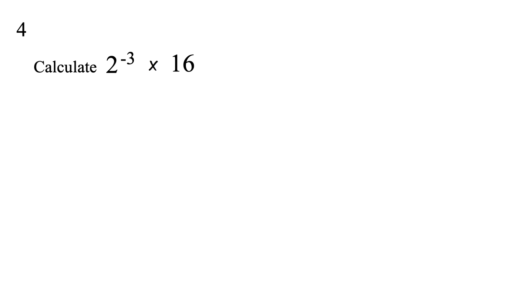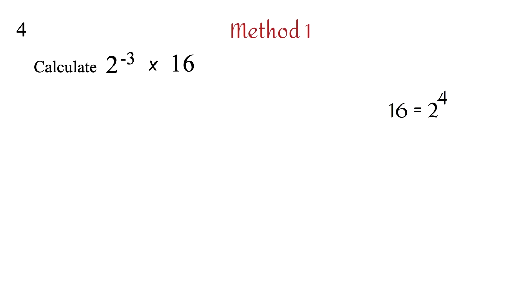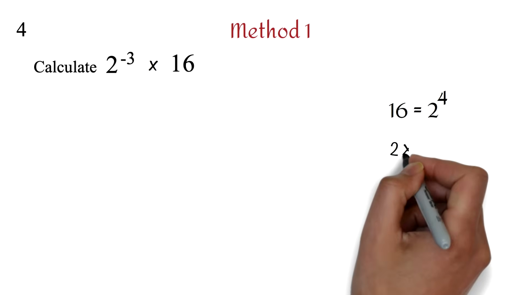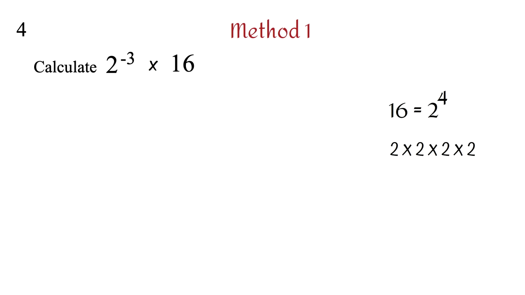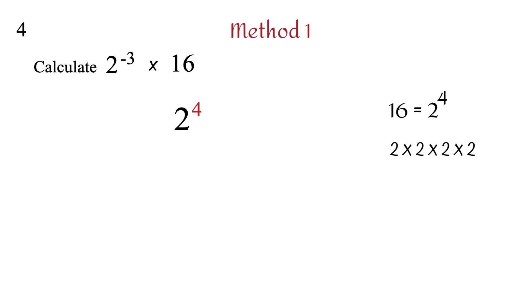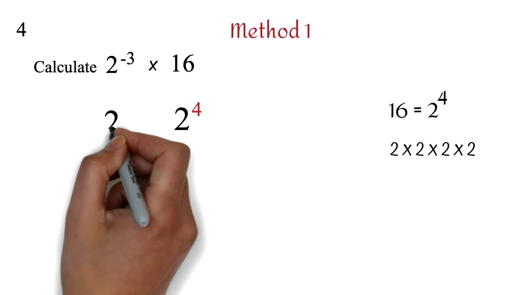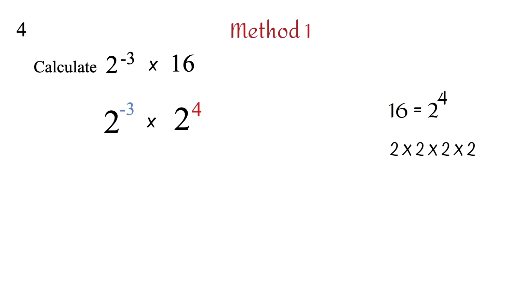We'll be solving it 2 different ways. Method 1. This first method just requires that you know that 16 can be written as 2 exponent 4. 2 exponent 4 is 2 times 2 times 2 times 2. This is 16. Once you know that, then you can replace the 16 with 2 exponent 4.